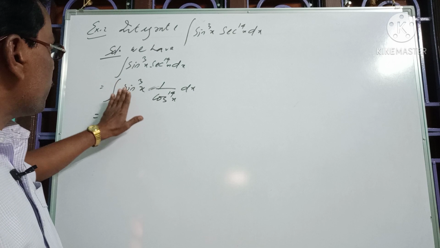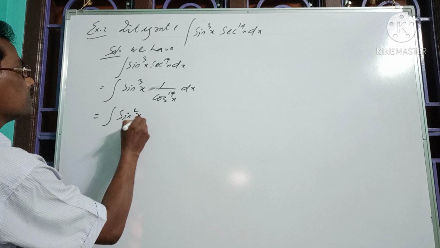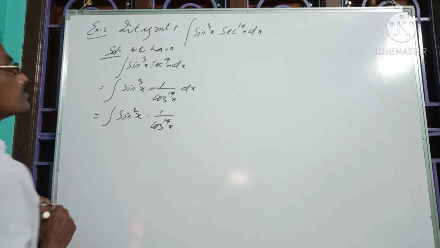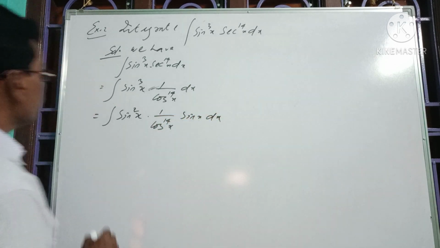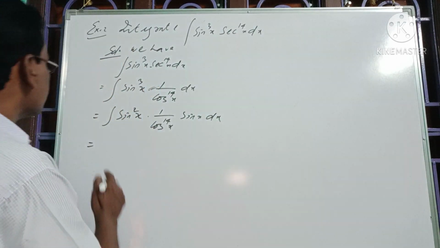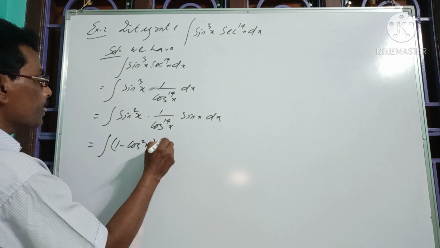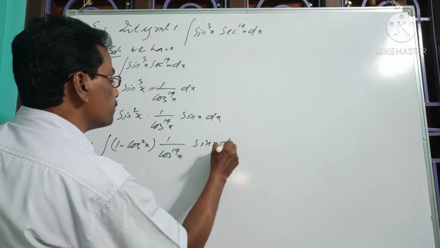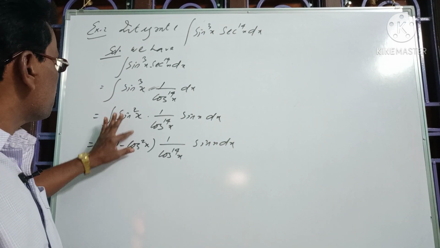Now taking one factor out of sin cube x, it will give us sin square x into 1 by cos to the power 14x into sin x with respect to x. Now we have to break sin square x in terms of cos square x. So we have the integration of 1 minus cos square x into 1 by cos to the power 14x into sin x with respect to x. If we carefully observe, the derivative of cos x is minus sin x.